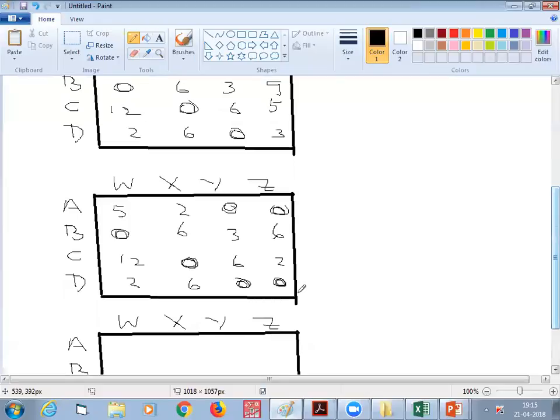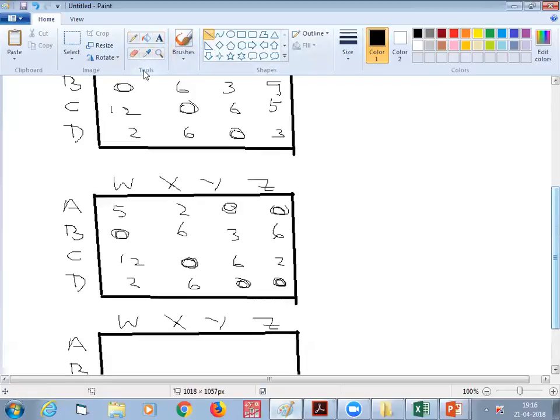But to do that, we must have a certain criterion that has to be satisfied, and that is that we have to cover all the zeros with the minimum number of lines. So what is the minimum number of lines required to cover the 0 entries here? Well, in this case, only 3 lines, right?